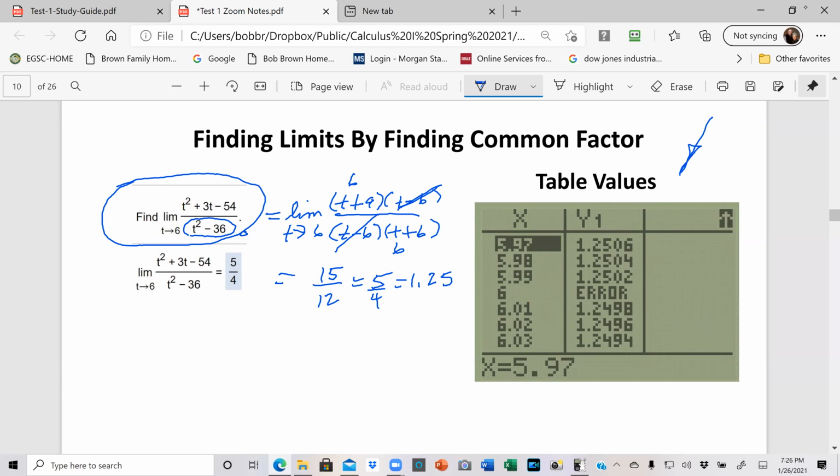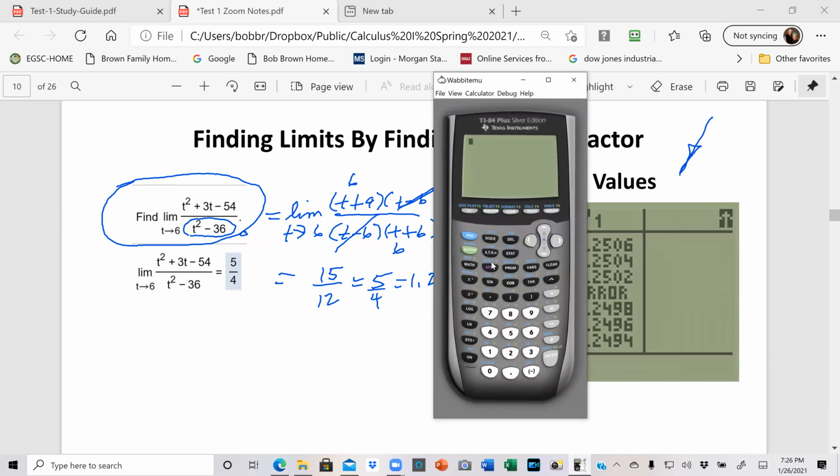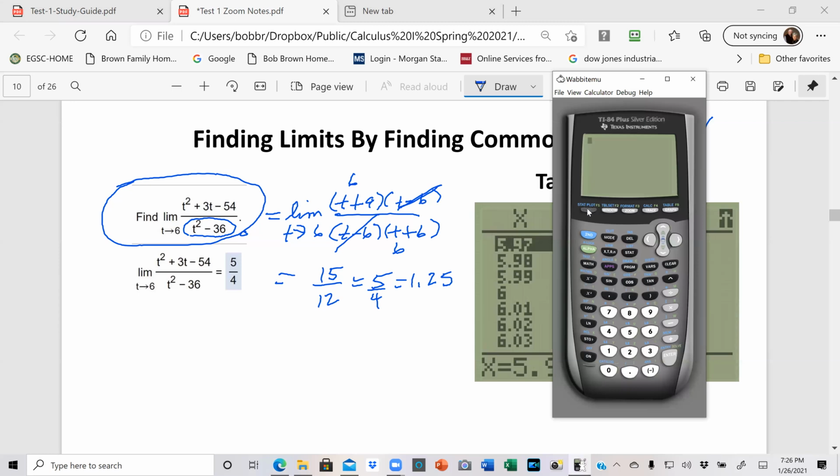Now, let me pull up the calculator. I think I've got the calculator on here. This is just another way you can check it. I'm going to put x squared plus 3x minus 54. I want to divide that. Be sure and use parentheses. Divide by x squared, or t squared, minus 36. And we are interested in the value around 6.